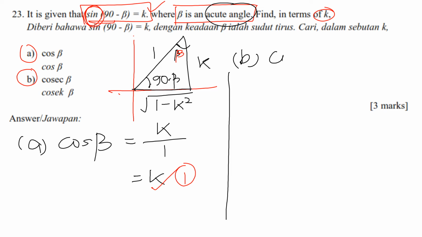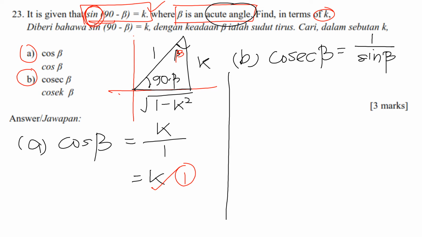B is cosecant beta. Cosecant beta is equal to what? Cosecant beta is equal to 1 over sine beta. If you follow my videos, there is a hexagon under trigonometry. I did introduce the hexagon to you. It is very helpful for you to remember all the identities. That is how we start, right? So please play back my earlier video.